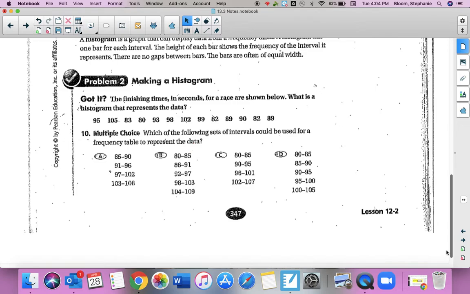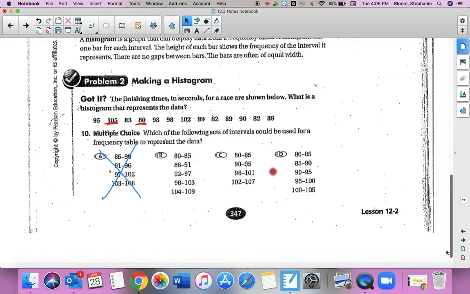Okay, so here's one way to do an interval. I always look for the smallest number, and the smallest number I see is 80. And then I look for the largest number, and the largest number I see is 105. So we know our intervals need to include 80. So if you look at A, does this interval include the 80? It doesn't. So we can mark this one out, right? Okay, let's go here. Does this one include the 80? It does. All right, so let's go over here. Does this one include the 80? It does. Does this one include the 80? It does. Okay, so we're left with B, C, and D.